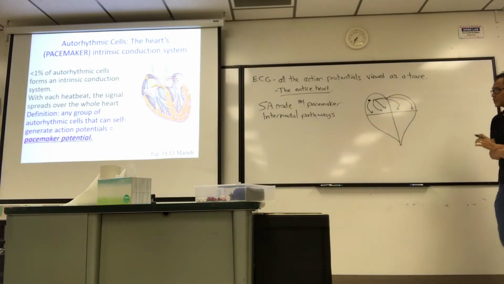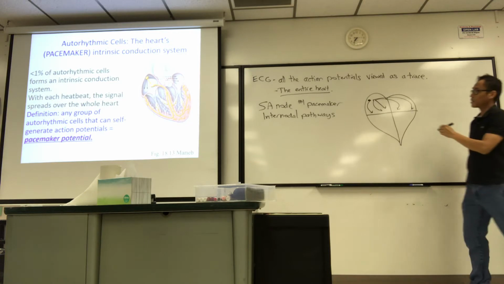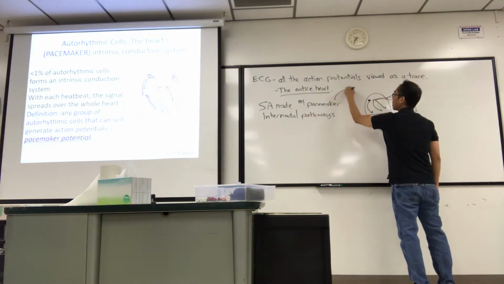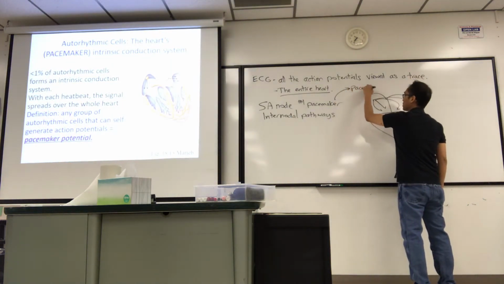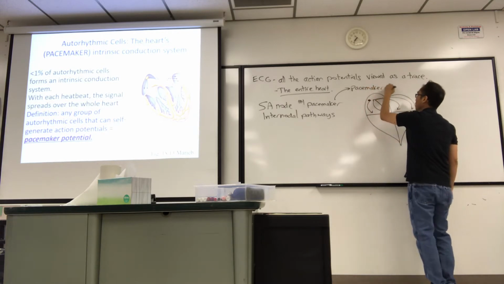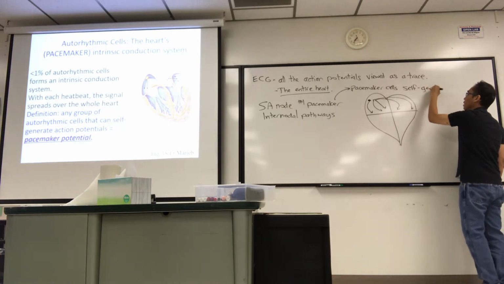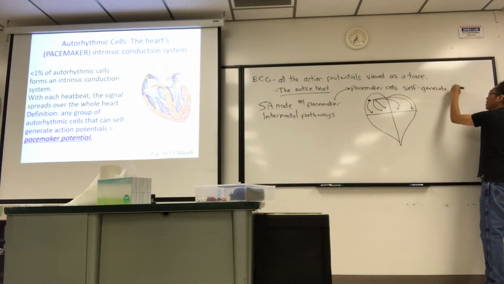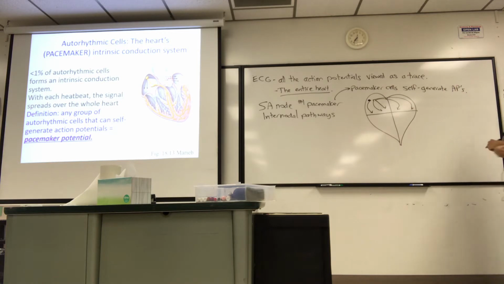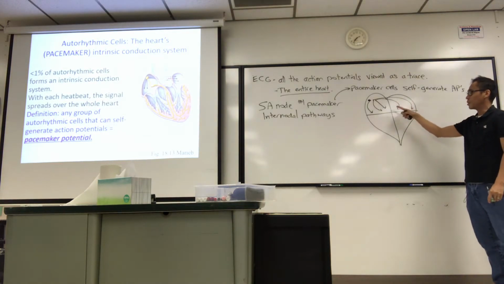So let's make one distinction. Anything I call a pacemaker, the cells are very special. They have the ability to self-generate action potential. So let me make that distinction before I proceed. Pacemaker cells self-generate APs. And the reason that's important is if it doesn't do it, something else better, or your heart's going to stop beating. So these internodal pathways have no pacemaker potential.